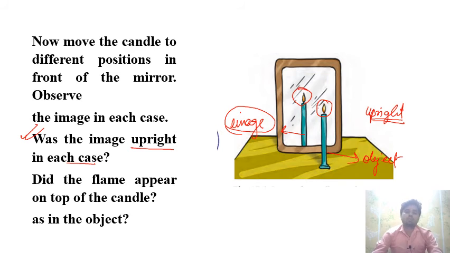So students, now you have to tell me what are the things you have learned from this activity. Yes student, first of all, when we are moving the object, in the similar way the image is also moving in the same manner as the object is moved. And the second one is that the image is upright in each case. Upright means it is erect. And the flame that is appearing at the top of the candle is still in the same position.